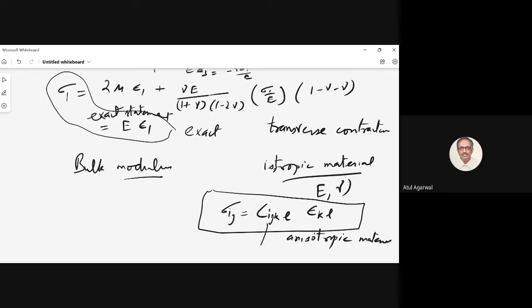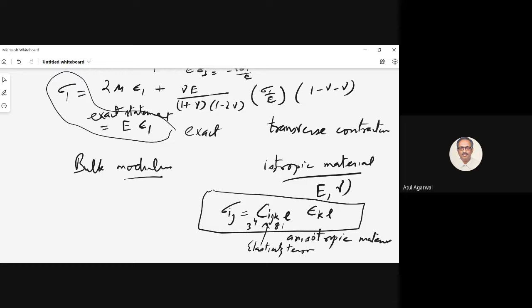So how many terms are there in this tensor? This is known as the elasticity tensor. How many terms are there, Kevilish? You see, it has i, j, k, l. Nine terms? No, this has got 81 terms. You see, each index can have value 1 to 3. So 3 into 3 into 3 into 3, 3 raised to the power 4. So many terms are there.